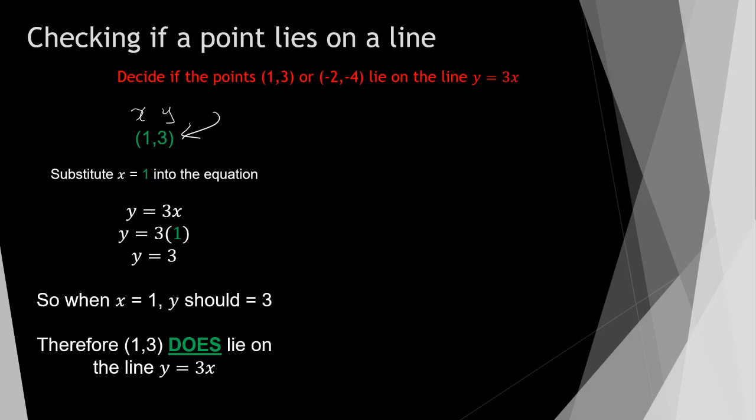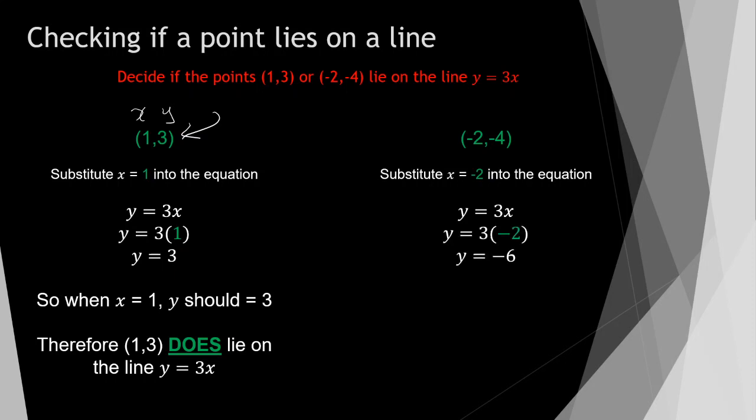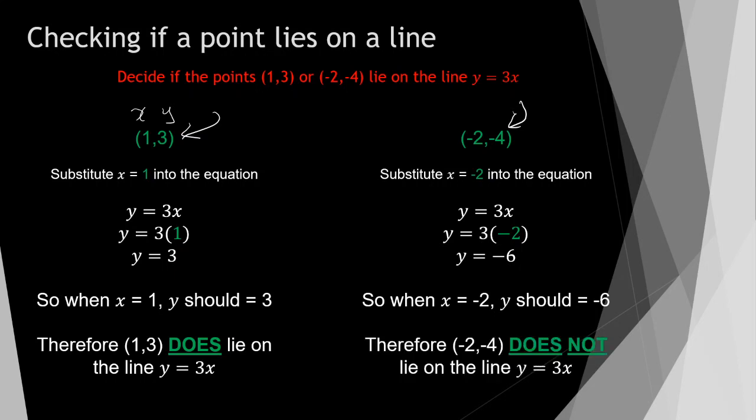This point here, negative 2 and negative 4, what I'm going to do straight away, substitute my x value, which is negative 2, into the equation. So y equals 3x, y equals 3 times negative 2. And if this point lies on the line, y should equal negative 6. Quite clearly, this point here says we have y equals negative 4. So this does not lie on the line.